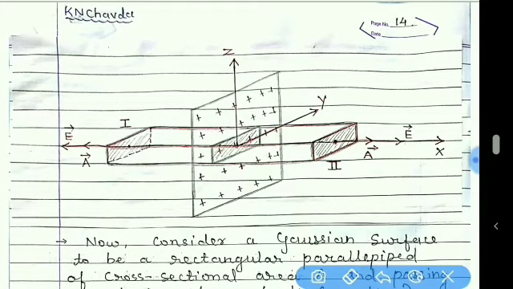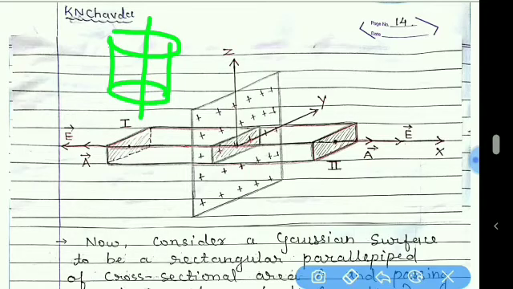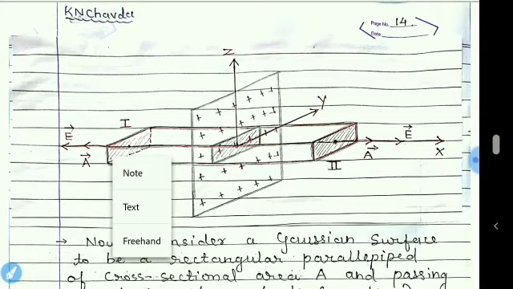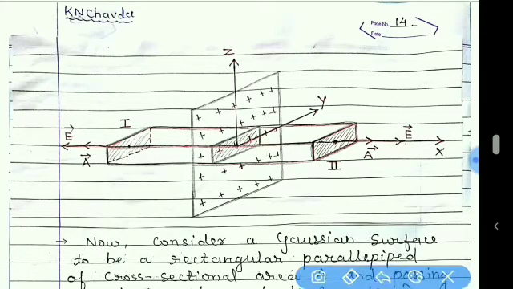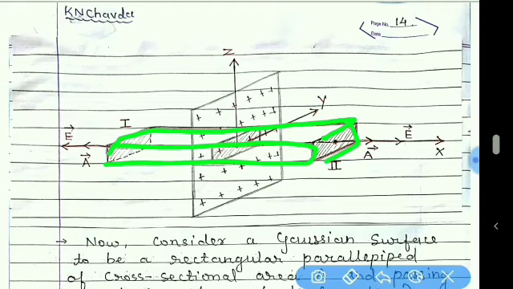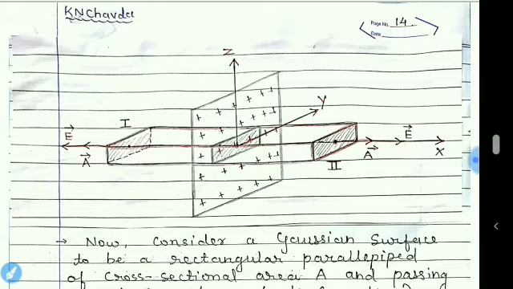In the earlier case, that is for the linear charge distribution, we considered a cylindrical Gaussian surface. But here we have considered this parallelopiped as a Gaussian surface. You can see here this is a parallelopiped which is passing through this charged plane. Now we know that for this parallelopiped there are 6 faces.